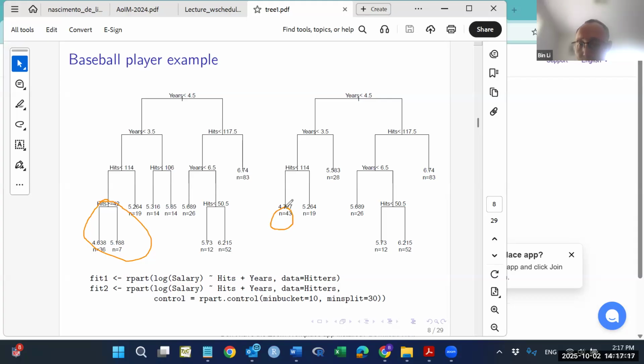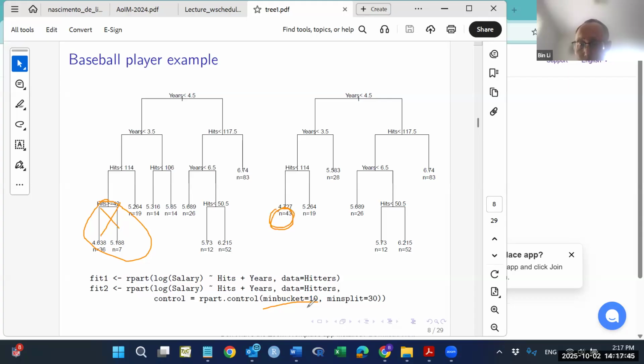You see that? Why did we stop here? Why does this tree stop here? Because we have a min bucket. What is it? Min bucket is 10. If we did a further split here, we would have 36 on this branch but 7 on this branch. But when we set the min bucket to 10, this split is not allowed in tree 2. That's why there's no splitting here.